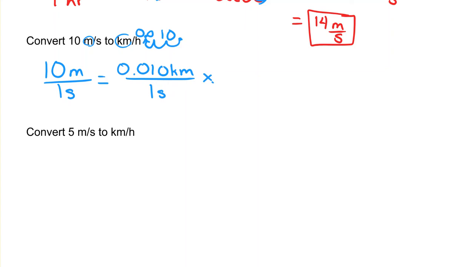Now let's turn the seconds into hours because we want kilometers per hour. So we've got to put seconds on top and hours on the bottom. And we know that there are 3,600 seconds in every 1 hour.